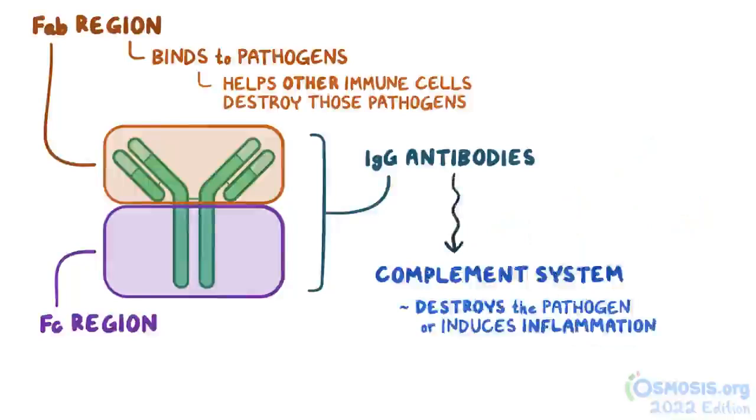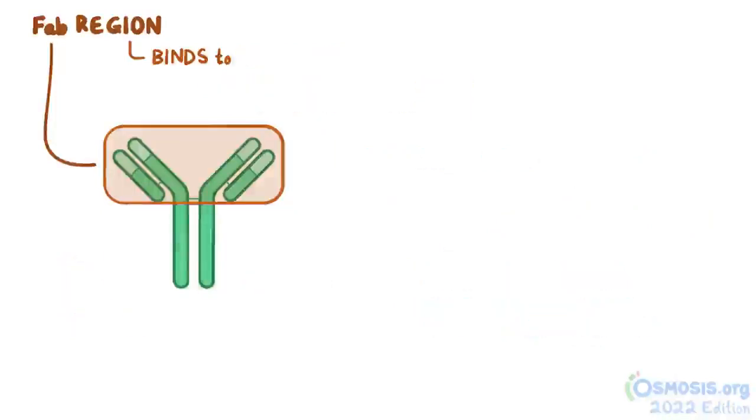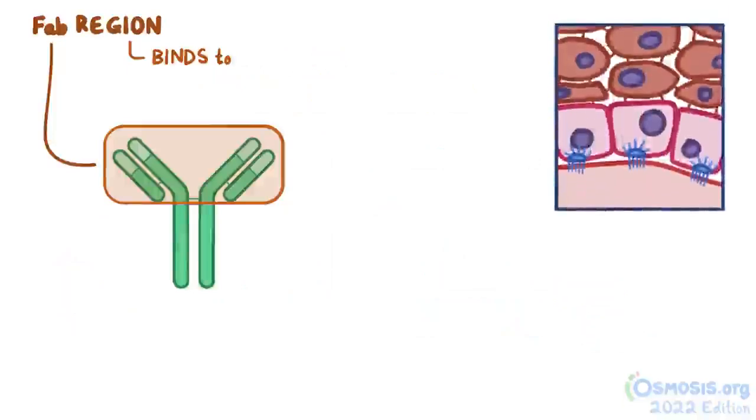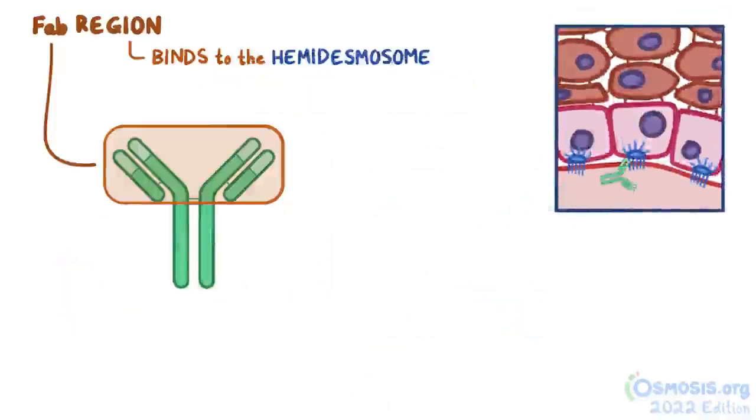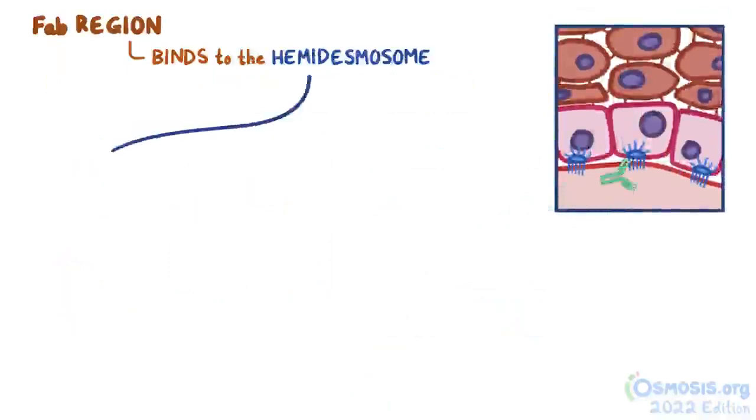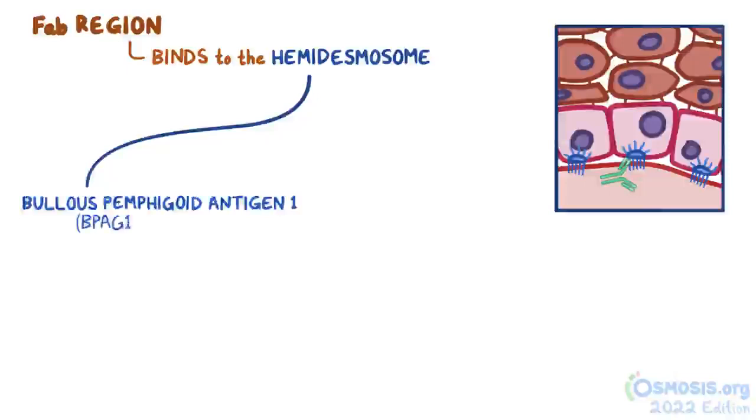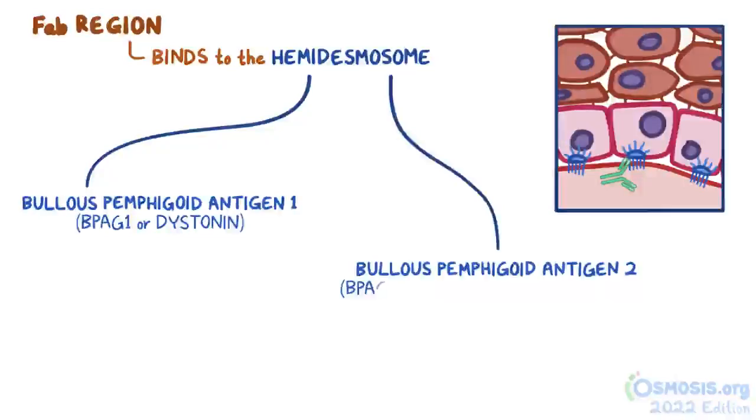induces inflammation. In bullous pemphigoid, the Fab region of IgG antibodies binds to proteins that make up the hemidesmosome. One of the proteins is called bullous pemphigoid antigen 1, or BPAG1, which is also called dystonin, and another protein is called bullous pemphigoid antigen 2, or BPAG2, which is also called BP180, or type 17 collagen. So lots of names for the same thing.